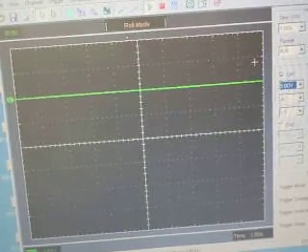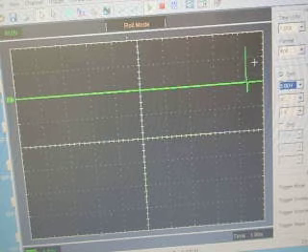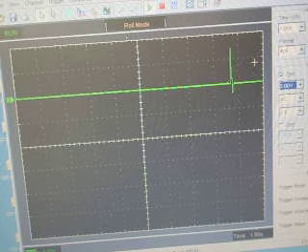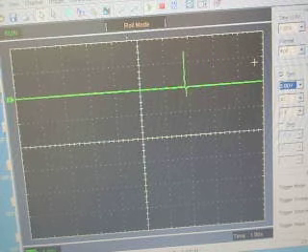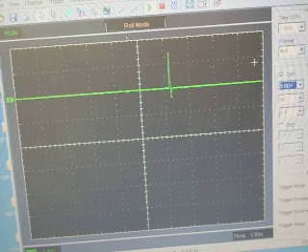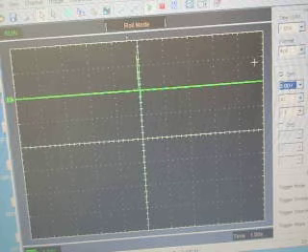And I'm now going to generate a transient. And if you take your stopwatch and track the speed at which this is moving, you will find that instead of 1 second per division, it's more like 5 or 6 seconds per division. So clearly this is wrong.